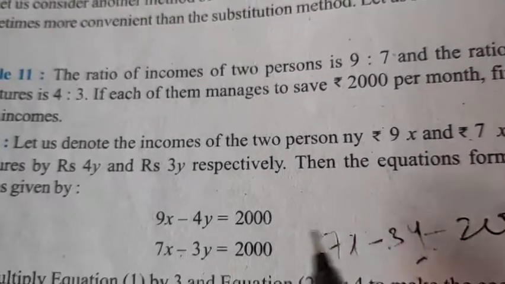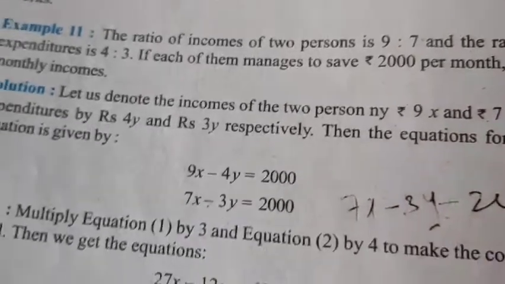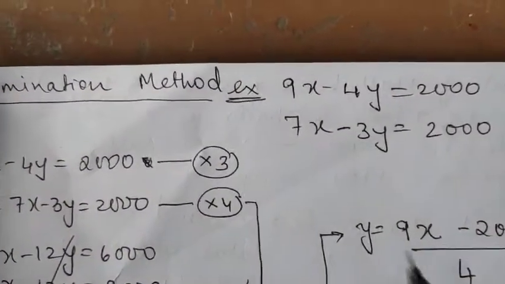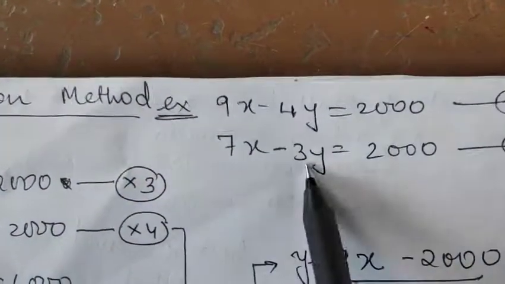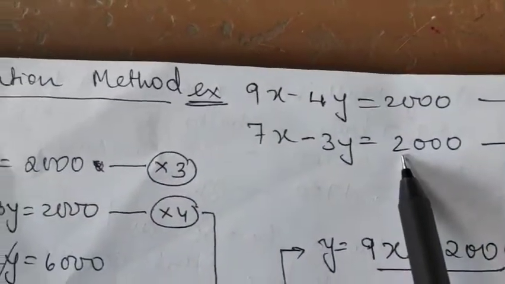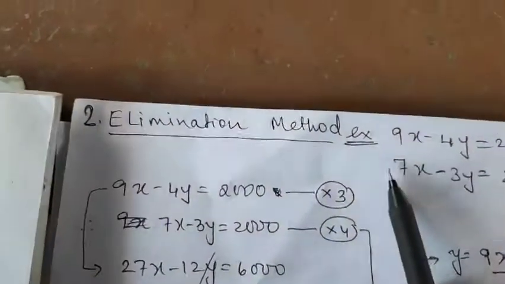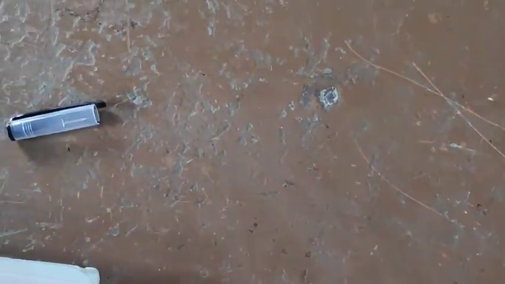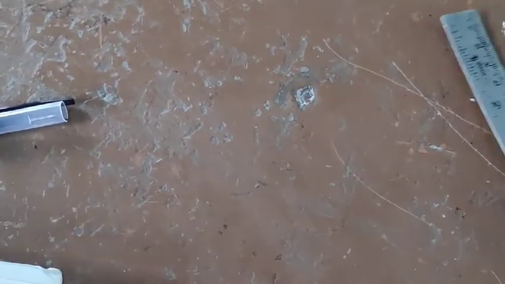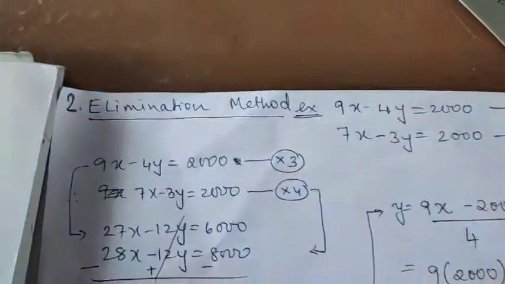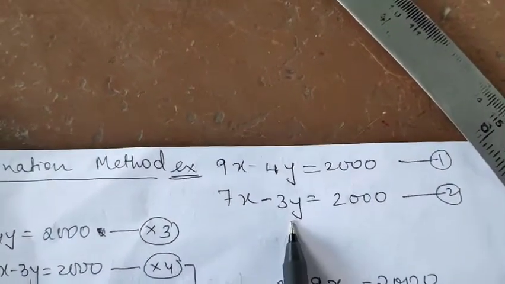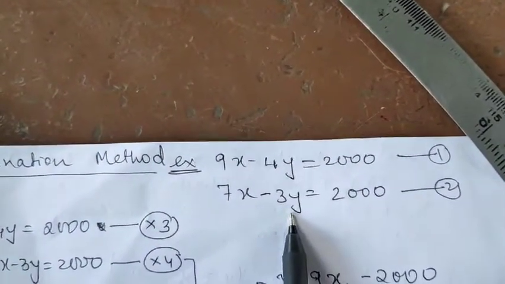So let us take this equation and find out how you solve it by the elimination method. So here I have written the equation. Example, 9x minus 4y is 2000, 7x minus 3y is 2000. Both are equations 1 and 2. Now eliminate means to remove. I have to decide which term is to be removed. Do I want the x term to be eliminated or the y term to be eliminated? That is my decision, my choice.